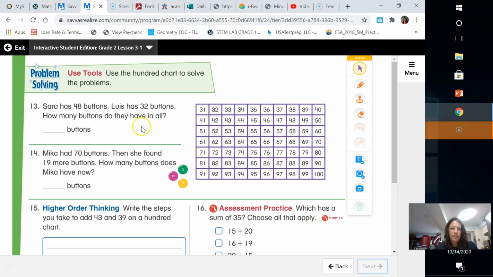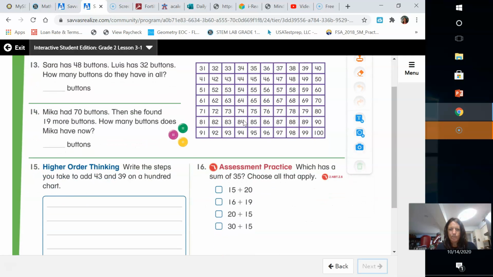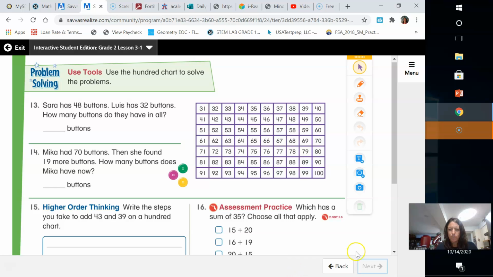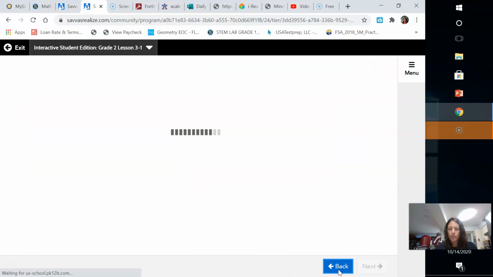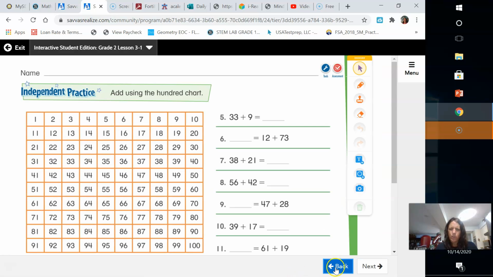And then it's just story problems, but it's still the same kind of problem. She has 48. He has 32. How many do they have in all? So you're going to start on 48. You're going to add 32. Okay? I think you can do this, guys. So give it a try and really work at it.